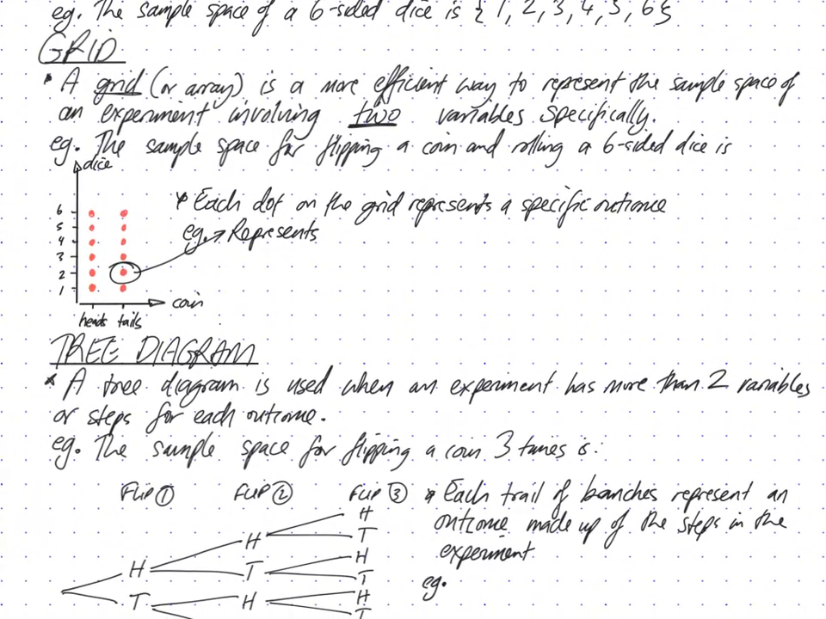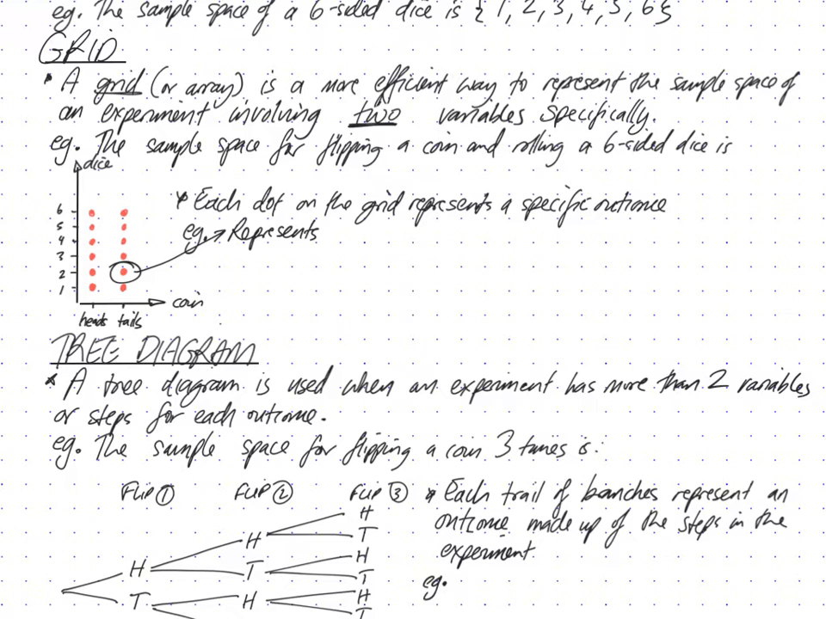Obviously, that's not going to be very good if there's tons of outcomes. So that's why we go to the next thing, which is a grid. A grid or an array is a more efficient way to represent the sample space in an experiment involving two variables specifically. You don't want to go any further than that because you're only going to be able to work with two axes. So the sample space for flipping a coin and rolling a 6-sided dice is.